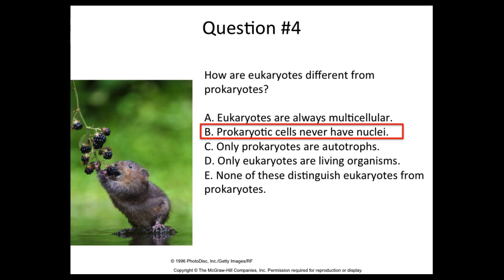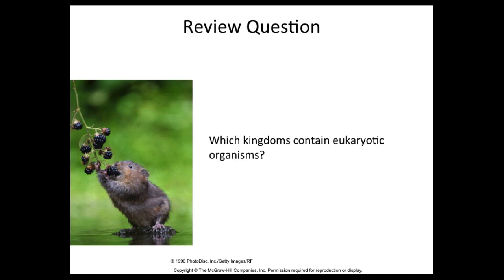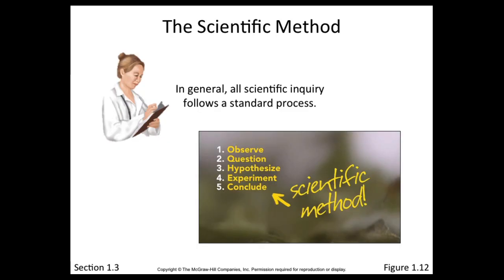B is the best answer. Prokaryotic cells never have nuclei. They do have DNA, but that DNA is just loose, contained within that single cell. When you're studying for the exam, make certain that you know which kingdoms contain the eukaryotic organisms.